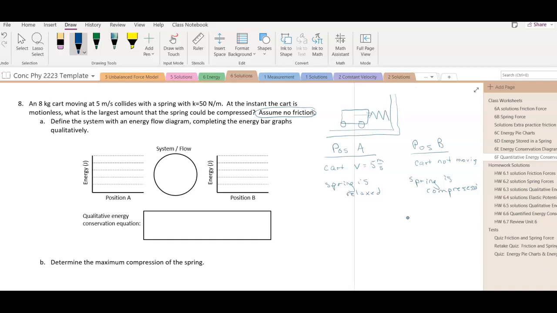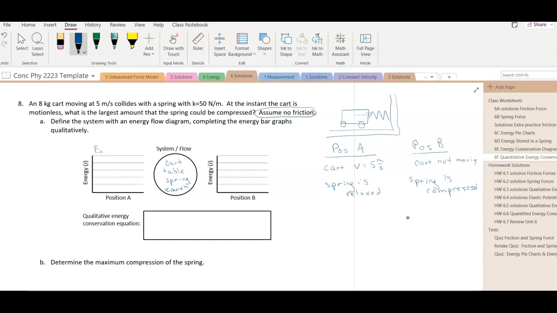They don't tell me what to put in the system. And so I'm just going to put everything that I see here in the system. I see a cart that's on maybe some table. I see the spring. And of course we always put the earth. Okay, so this system, the cart with the spring on the table, how is the energy stored at position A?